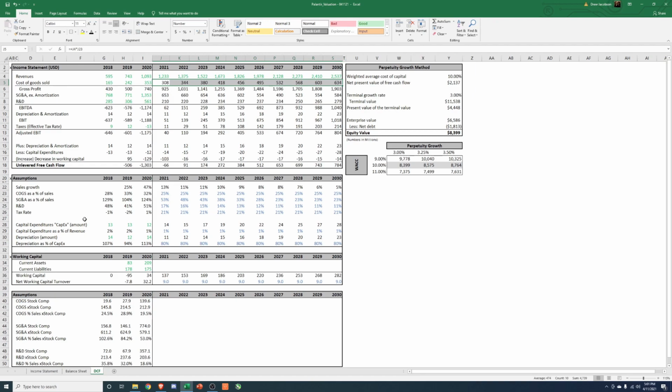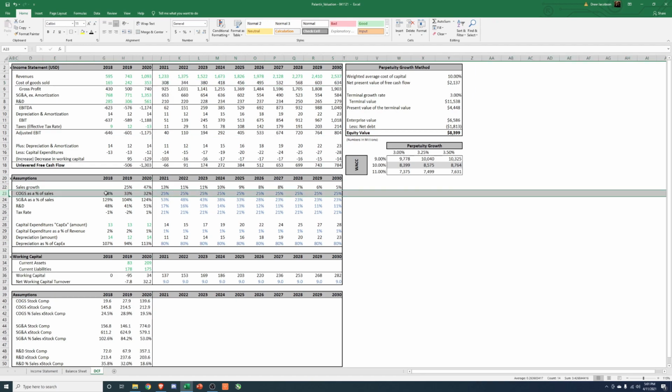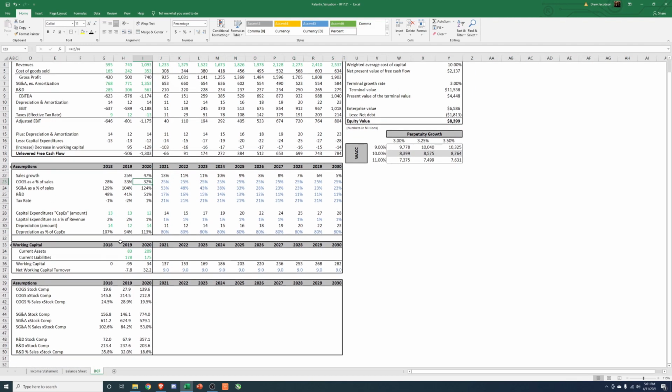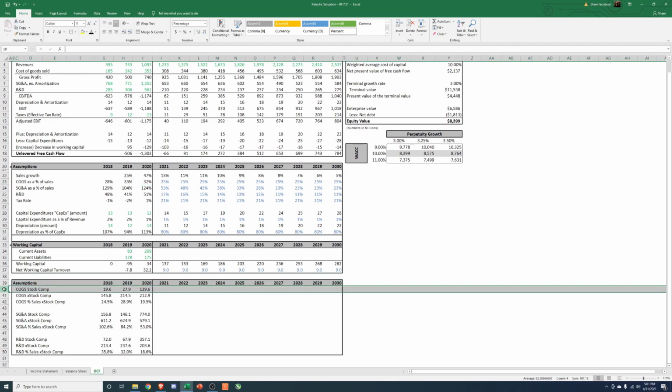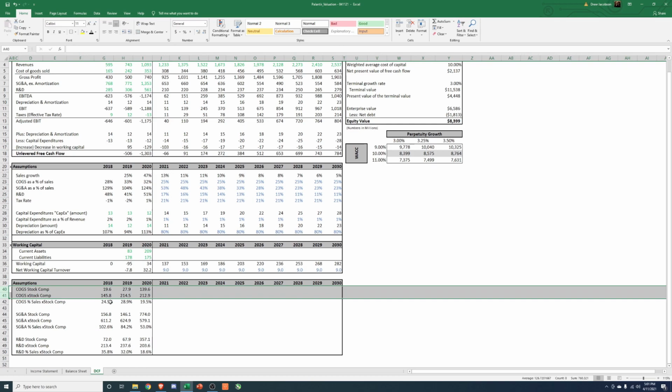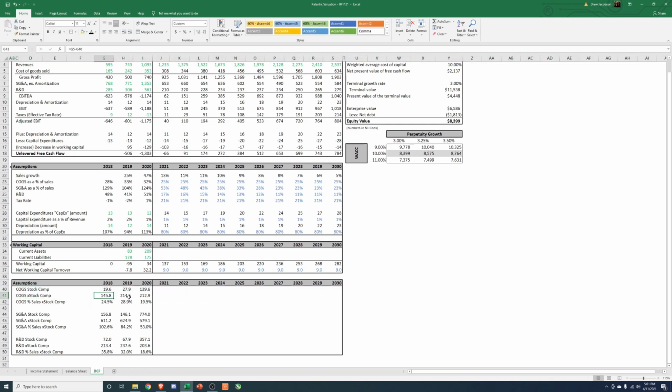So what we've done here, actually, if you look at their COGS as a percent of sales, 28, 33, 32, but they do provide us the stock-based compensation that's layered into their COGS number. And if we back that out, COGS is 145, 215, 212. So it's actually really good margins from that perspective. So 25, 29, and 20%.